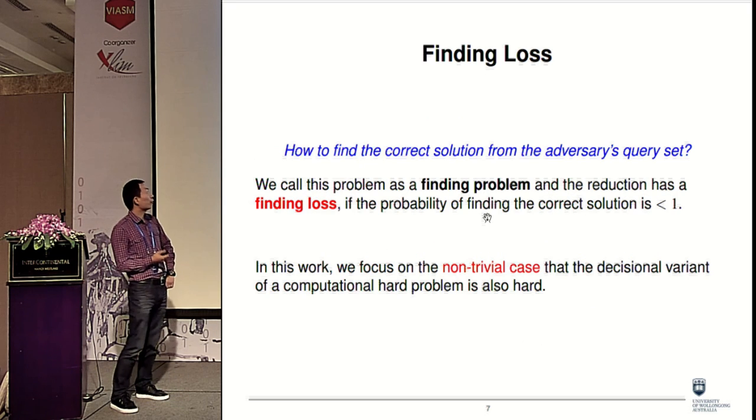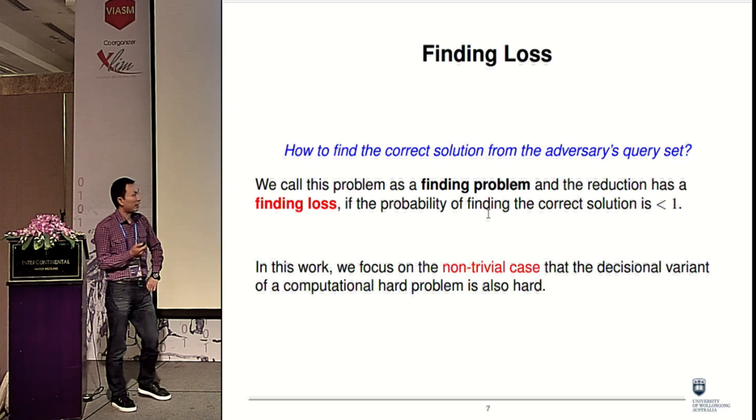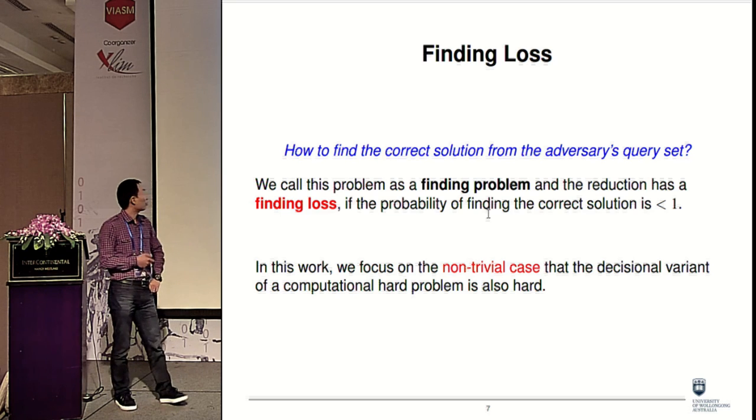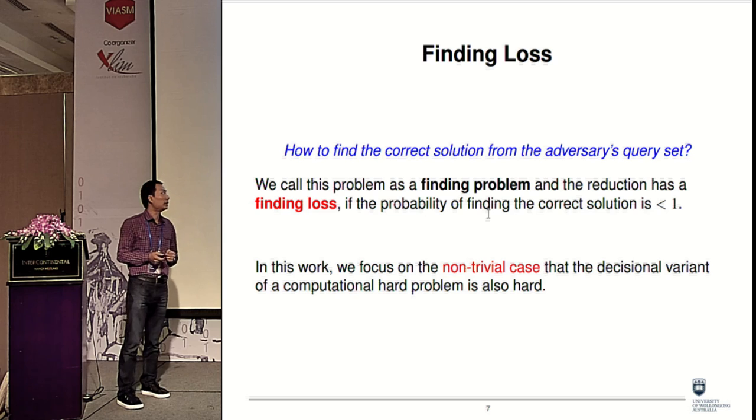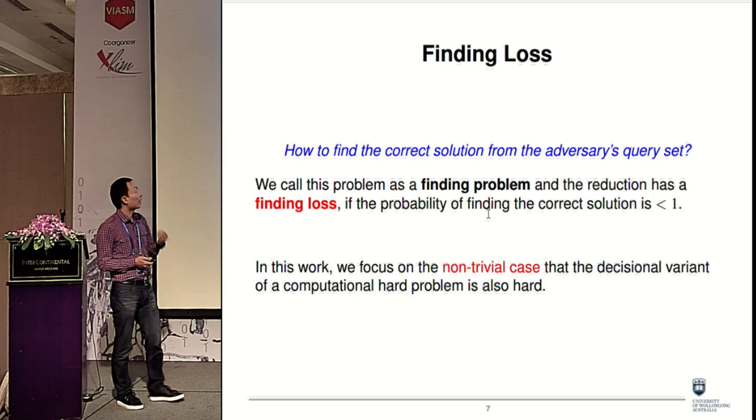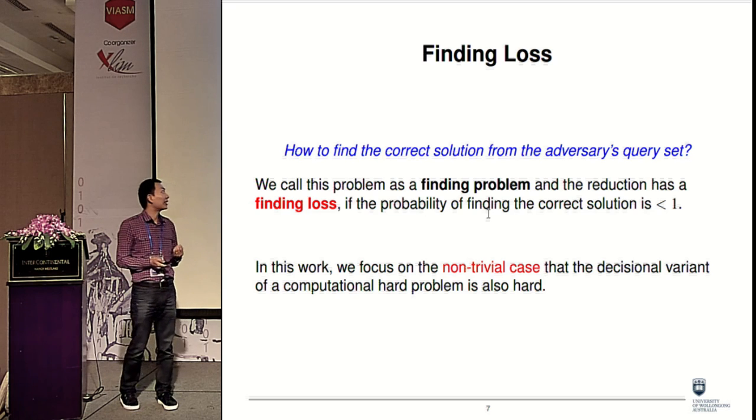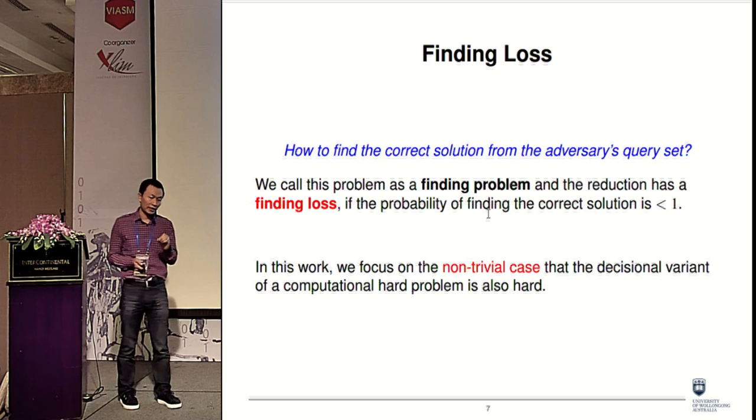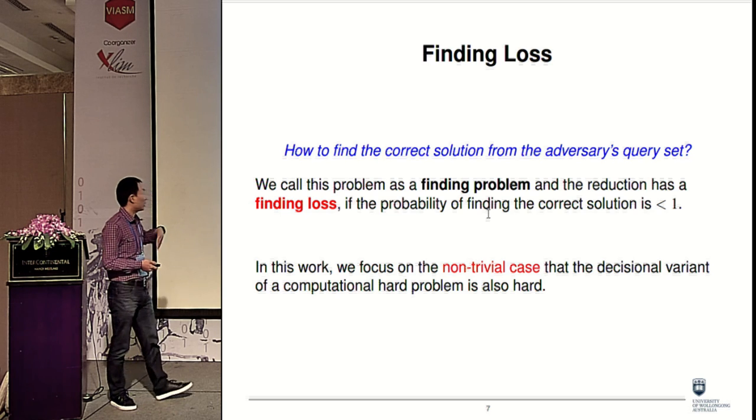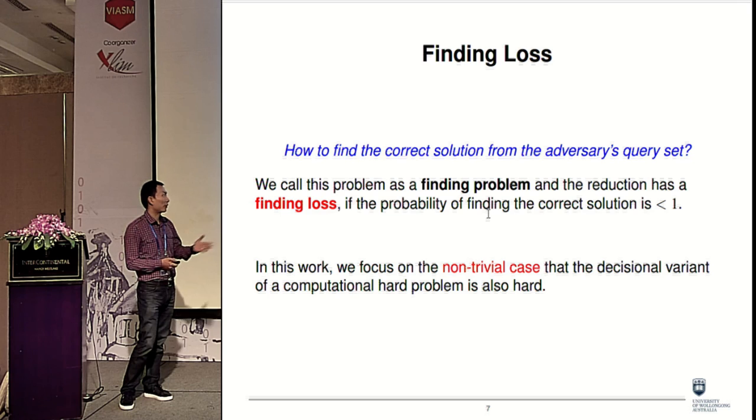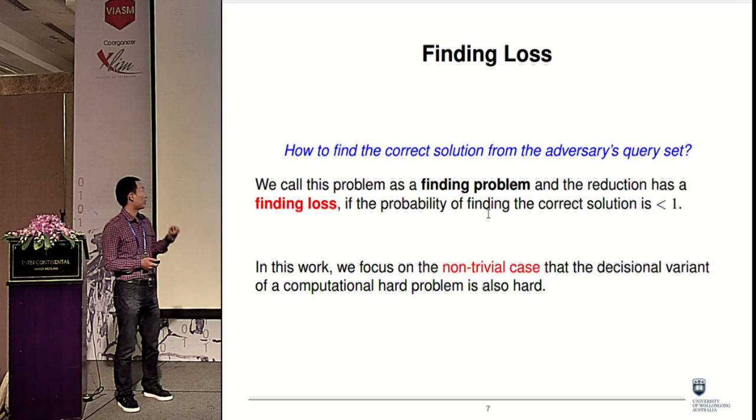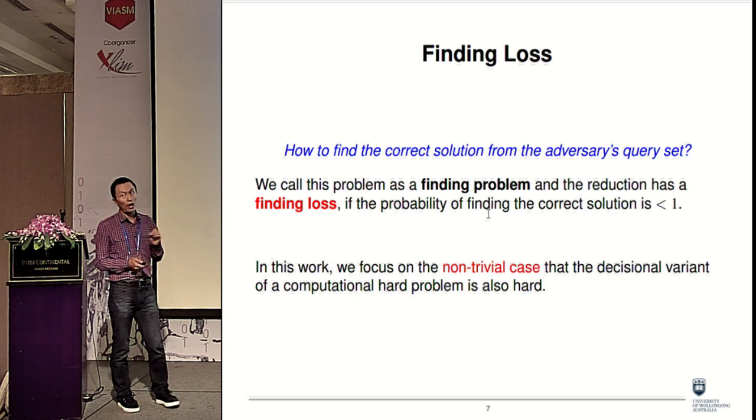So we define how to find the correct solution from the query set, and we call this problem the finding problem. And the reduction has a finding loss if the probability of finding the correct solution is less than 1. So in this work, we focus on the case where the decisional variant of a computationally hard problem is also hard.